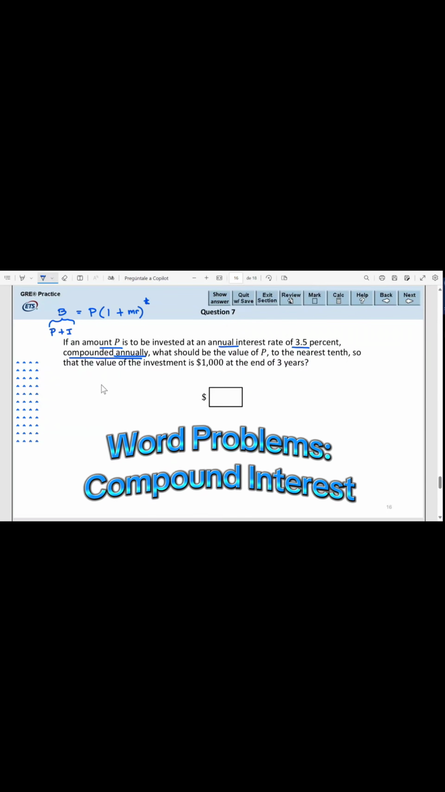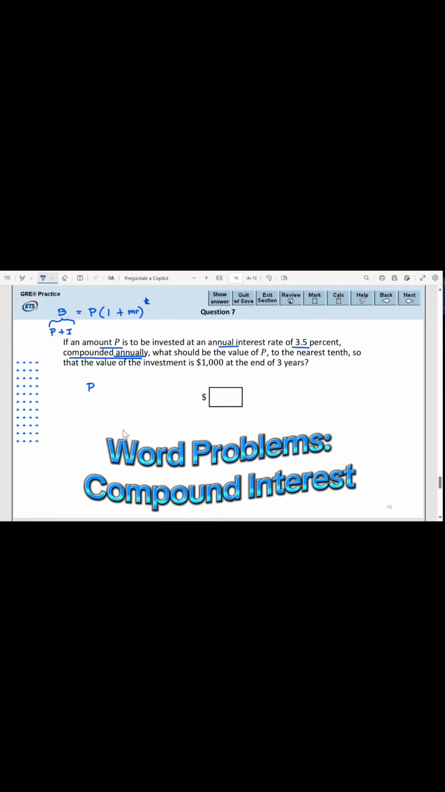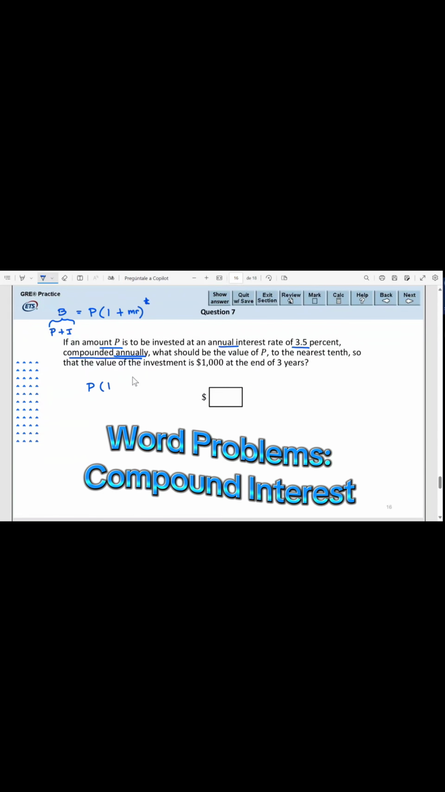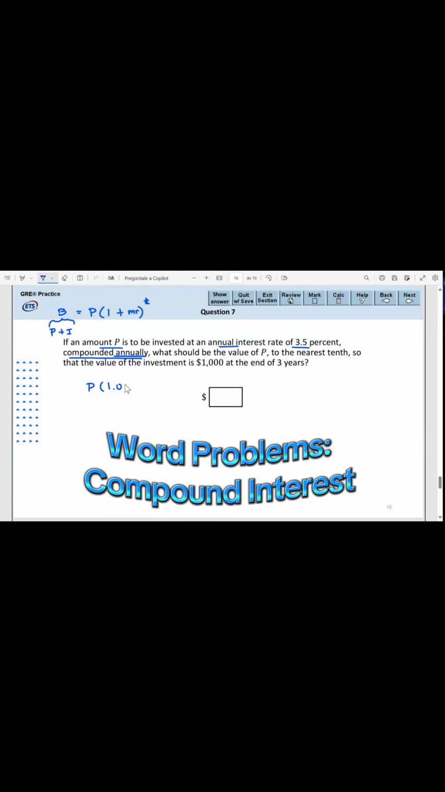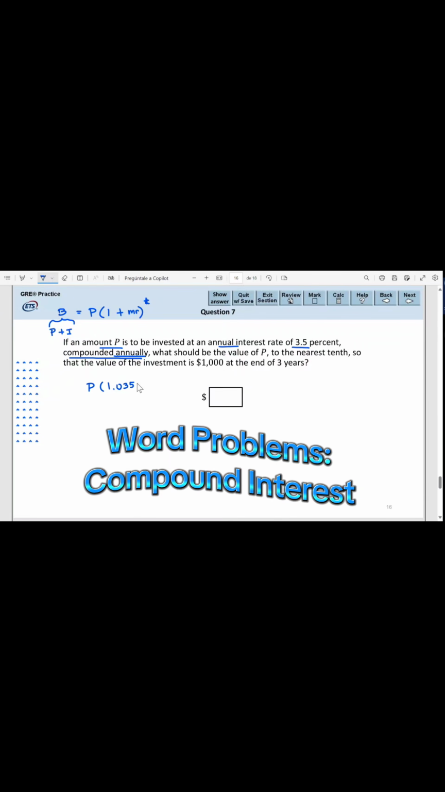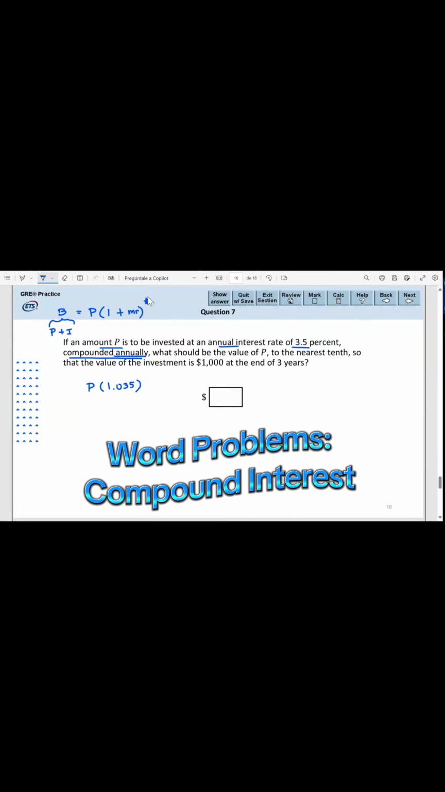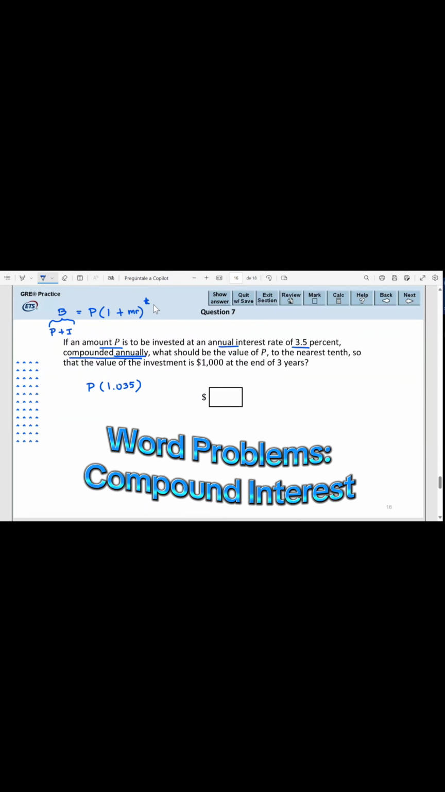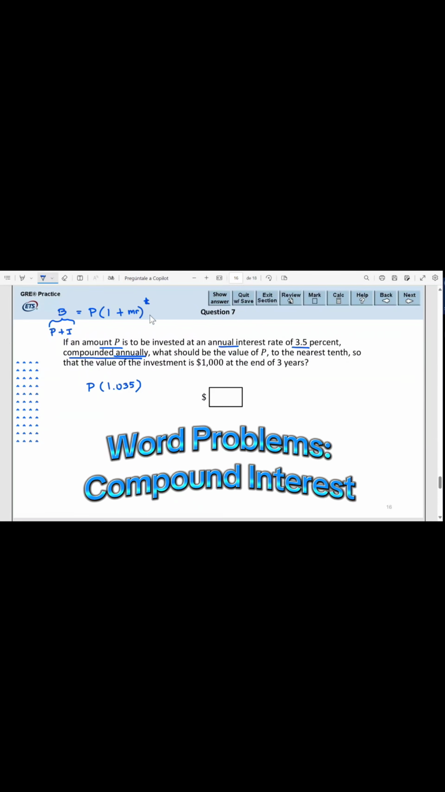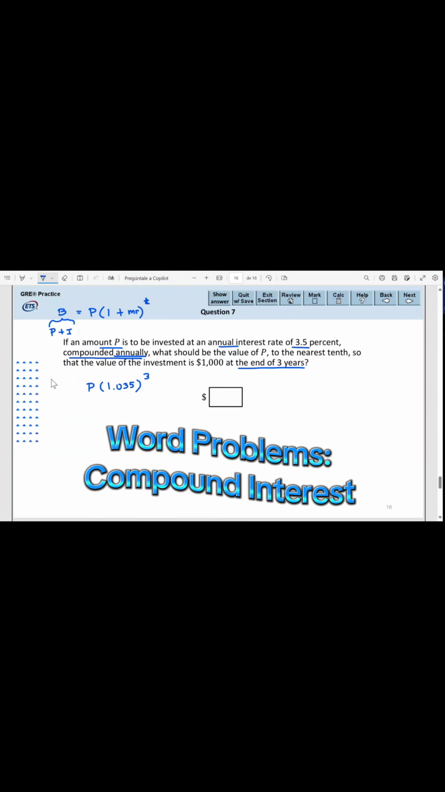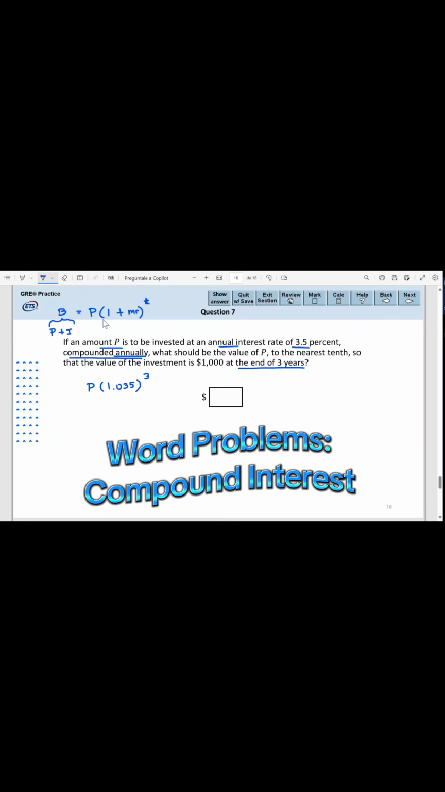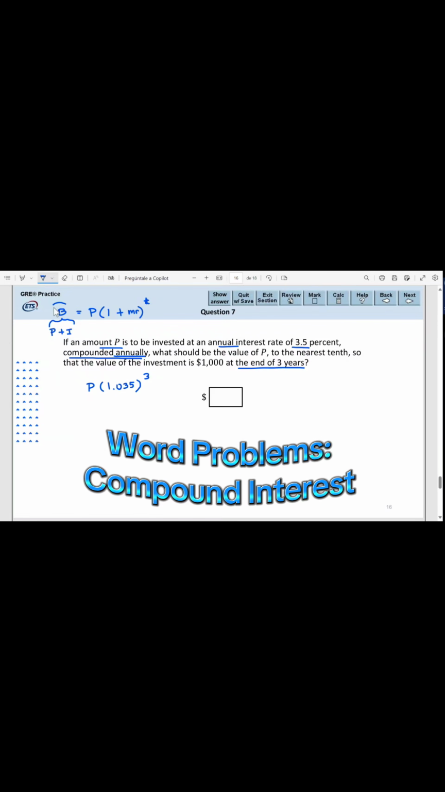Basically, the amount P multiplied by 1 plus 3.5 over 100, which is the same as 0.035. Okay, this to the power of t, where t is the duration of the investment, and that preferably should be in years. So here at the end of 3 years indicates that this is the exponent we need to use. And this product yields the total balance, which is the value of the investment at the end of the investment period. So here the value of the investment is supposed to be 1,000.